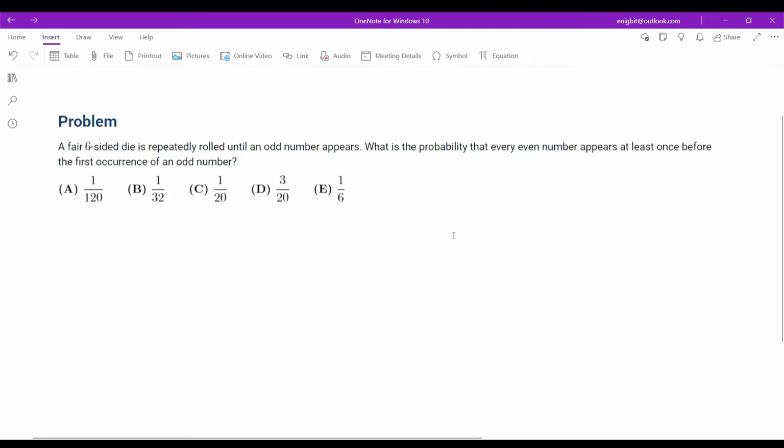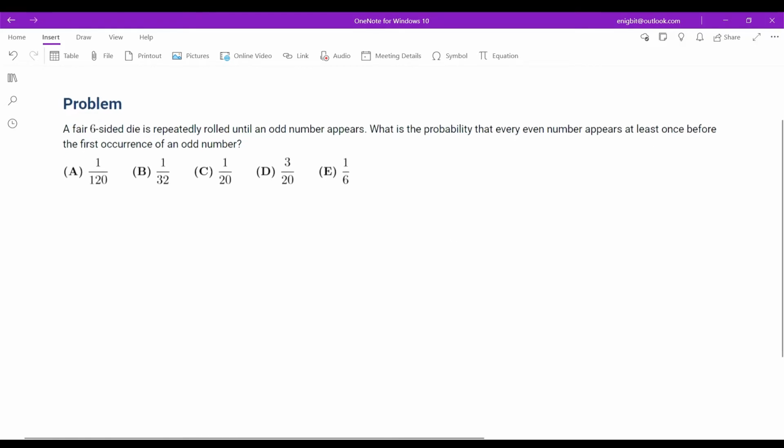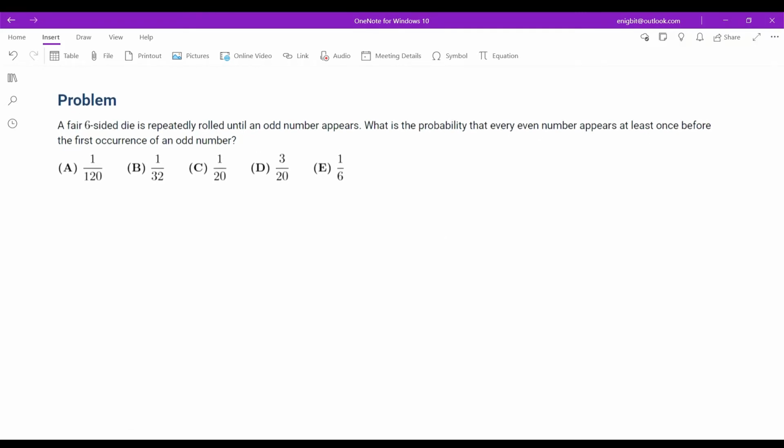Today I'll be going over question 18 in the AMC 10B 2021 year. So the problem states, a fair six-sided die is repeatedly rolled until an odd number appears. What is the probability that every even number appears at least once before the first occurrence of an odd number?